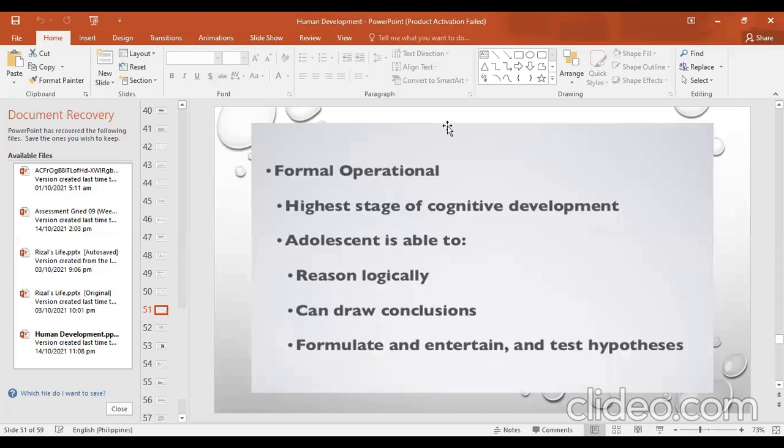So, some sort of summarization. In Piaget's theory, we have cognitive development. First, we have sensorimotor stage from 0 to 2 years. Next, we have pre-operational stage, 2 to 7 years. Next, we have concrete operational from 7 to 11 years. And last, we have formal operational from 12 years pataas.